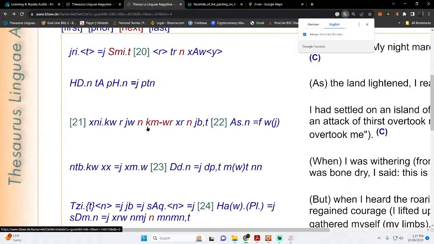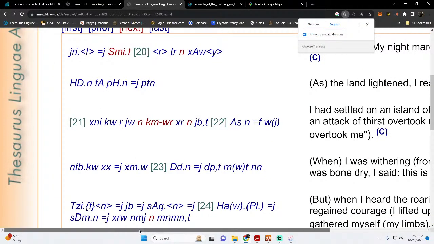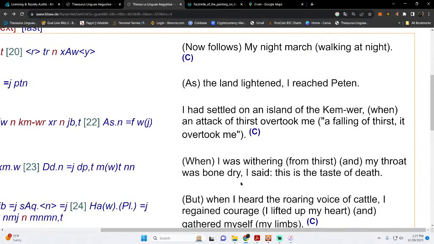Okay, and so this is a long word. They should even tell us that here. But anyway, let's keep going. It's a name of a foreign king. You know it's a long word. So let's keep going.